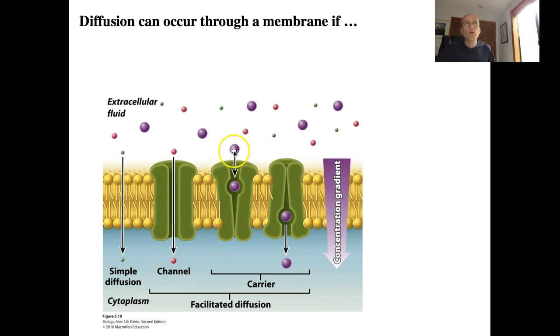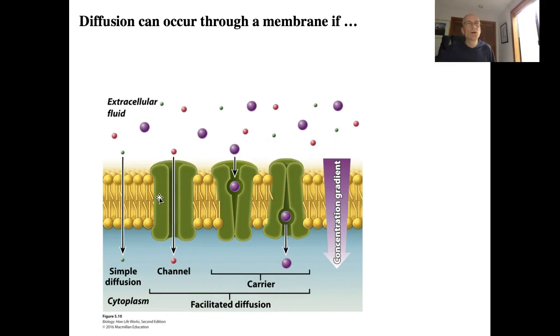They allow the uptake. They basically bind this molecule and then spit it out on the other side. But there has to be a change in the conformation, the shape of the protein. While the channels can open and close, they basically just let stuff through. And so if you use channels or carriers, then that is called facilitated diffusion.